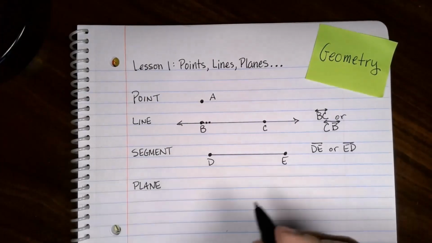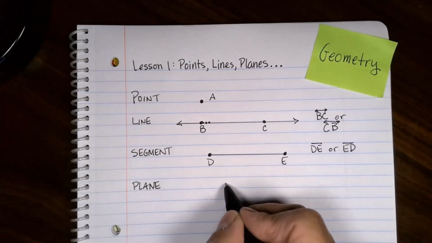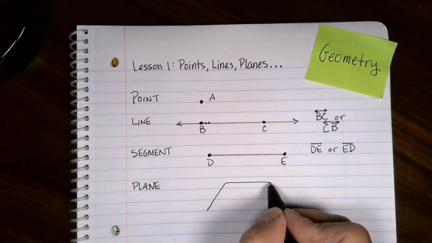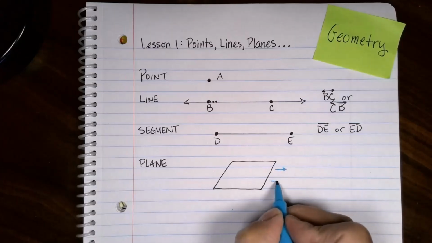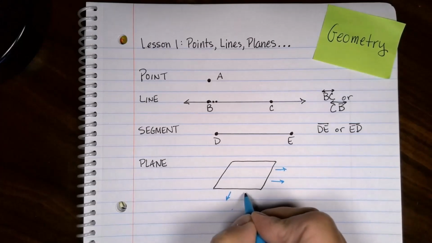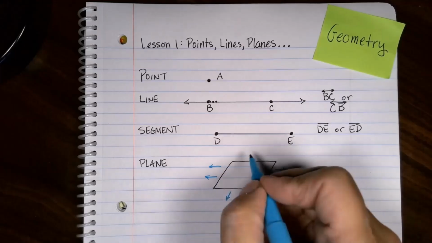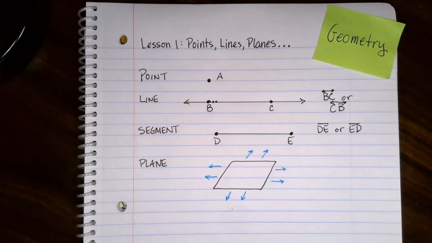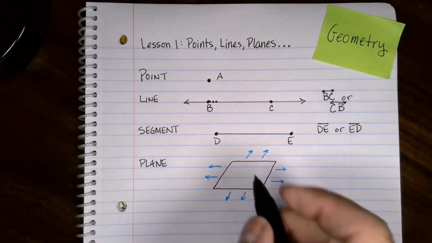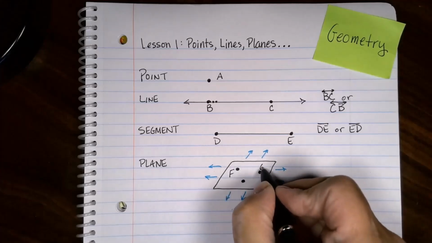These are a little bit hard to draw on a piece of paper, so I do something like this. You have to imagine this thing is going forever and it has no edges on it. A piece of paper has edges on it, but this thing doesn't. Now, to name a plane, you have to have 3 points. I'm up to E, so this would be F, G, and H.